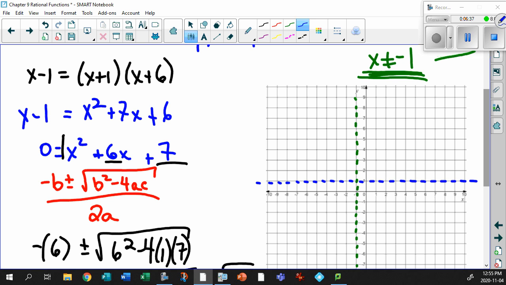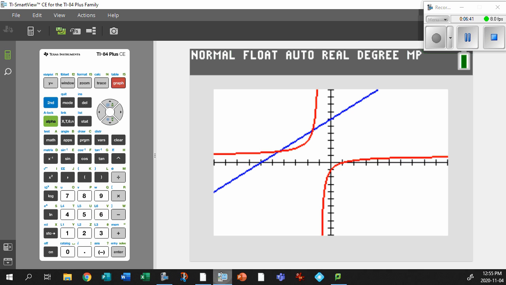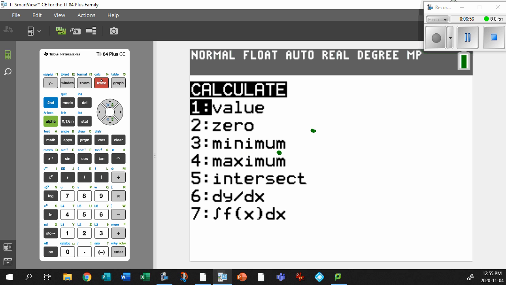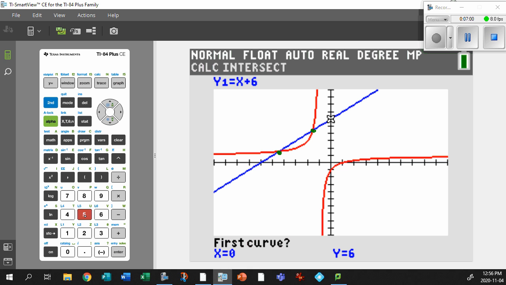Now you know what the answers are. You know by looking at this graph right here that we have two answers. We have an answer right here and an answer right here. Let's verify what those answers are. How do we verify them? Simple. Second calc, guess what we're looking for? We're looking for an intersect because you have a y1 and y2.